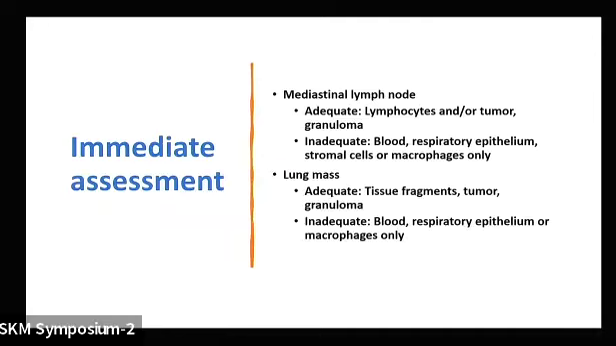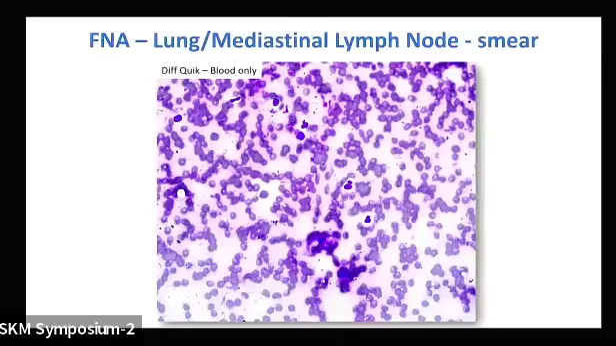If that's too small and difficult to assess, then mediastinal lymph nodes, if they are enlarged and suspected of disease involvement, specifically in malignancies, can also be assessed and used for primary diagnosis of the tumor itself. This is what a smear looks like, but in this case, what you see is mostly blood, and a few rare lymphocytes are noted in the background.